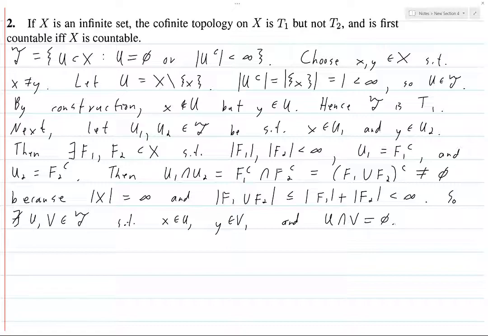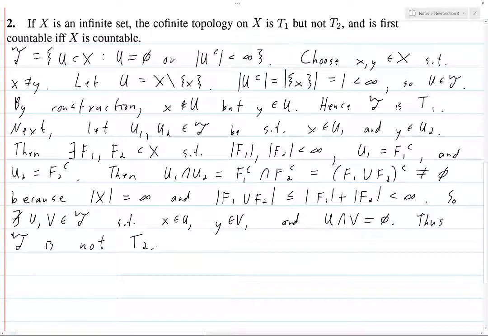Alright? So thus, tau is not T2. Okay, so that's what we want to prove: that the cofinite topology is T1 but not T2. And that finishes the first part of this exercise. And now we get to move on to the second part.